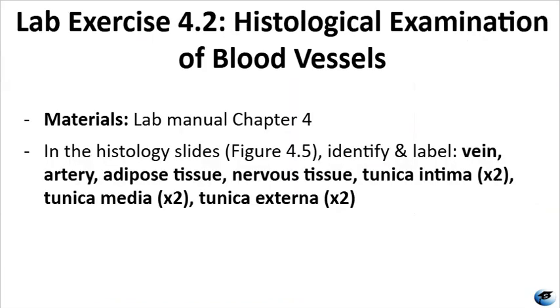For the next exercise, you'll be working with histology slides from Chapter 4 of your lab manual, specifically Figure 4.5. Your task is to carefully examine and identify several key structures. First, distinguish between a vein and an artery based on their wall thickness, shape, and the size of their lumens. Identify surrounding adipose tissue, which often cushions and insulates blood vessels. Locate nervous tissue nearby, because nerves commonly run alongside these vessels.